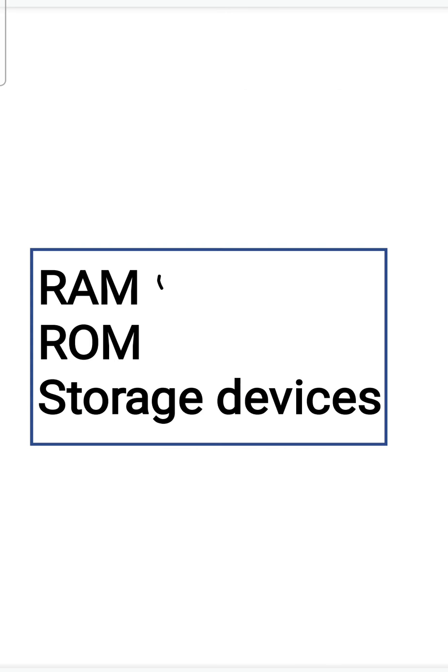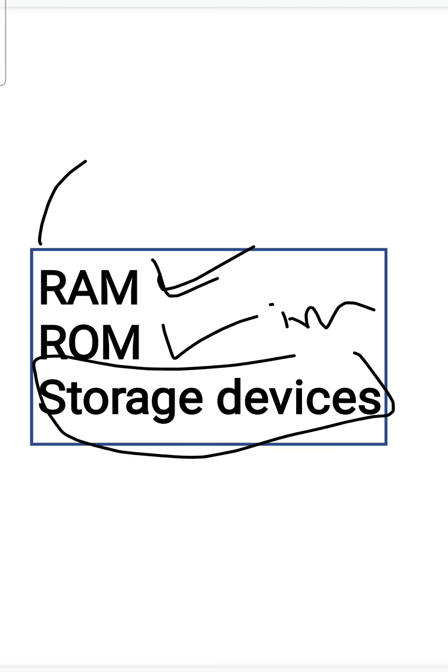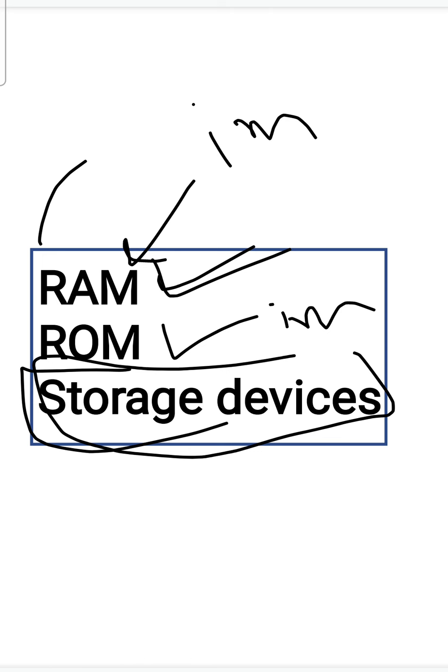So today we learned about RAM, meaning read access memory, which is used for temporary work. Then ROM, read only memory, which is for important work. Storage devices: if any information is not stored in RAM and it is important for you or the user, then use storage devices like a hard disk, pen drive, etc. So this is the end of this part.